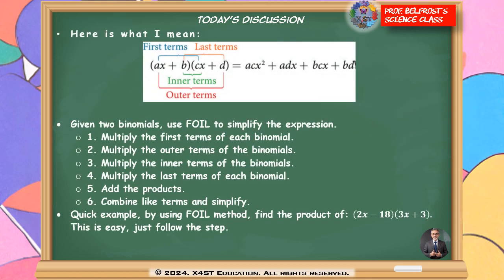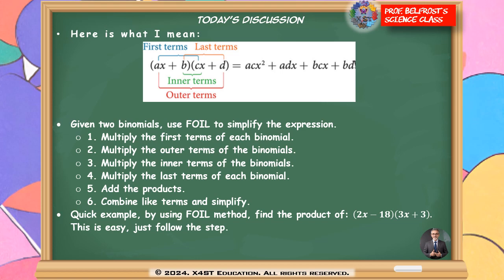Okay, so this is the general form, which is ax and cx are called the first terms, and b and d are called the last terms. B and cx are called the inner terms because they are inner, and the outer terms are ax and d, because they are the first and the last one. Okay, and the product is acx squared plus adx plus bcx plus bd.